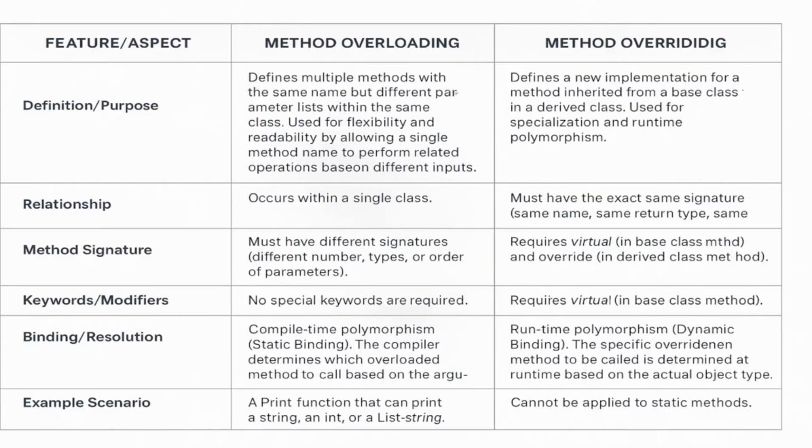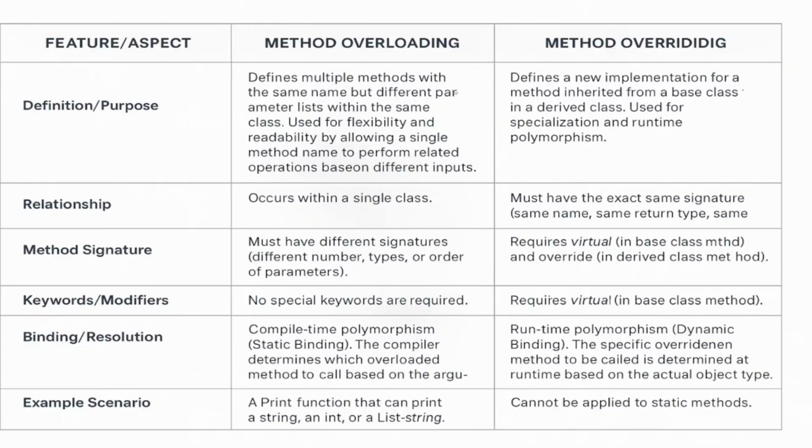Method overriding, you need the virtual and override keywords. For method overloading, no special keyword is needed. You don't need any keyword to identify that this is method overloading. All you need is a different variation of the same method name. But in overriding, you will be able to identify it by the keywords: in the base class you will have virtual, and in the derived class you will have override.